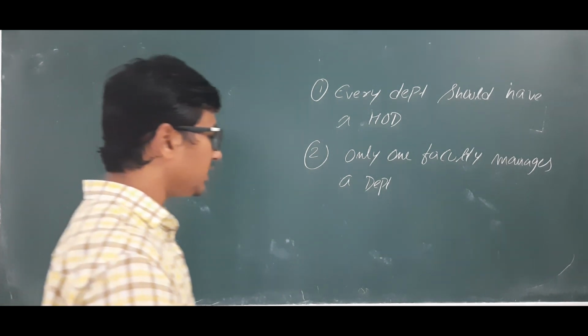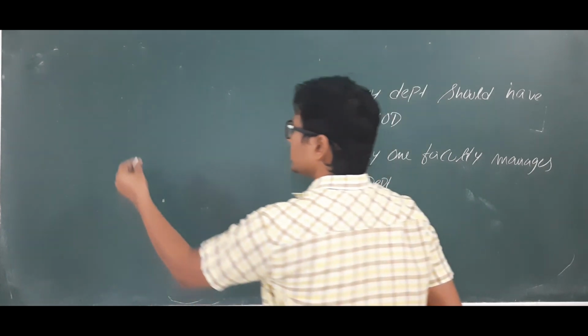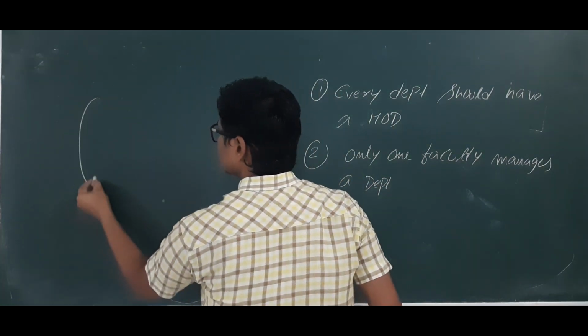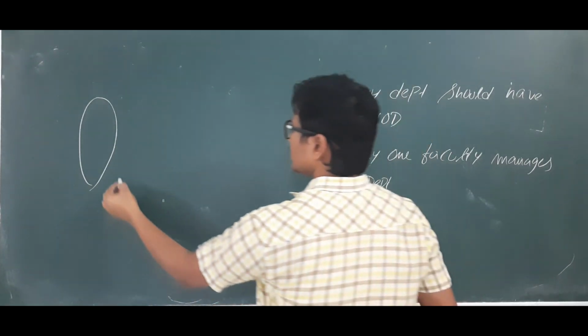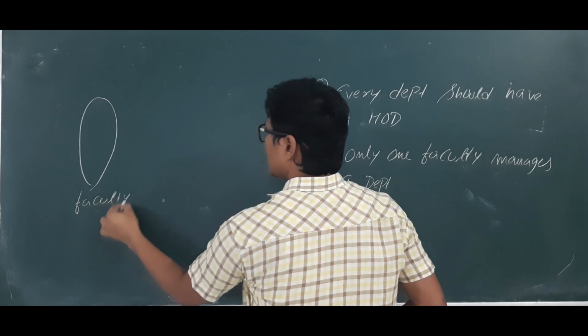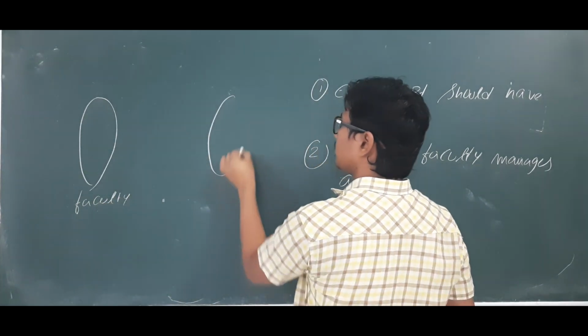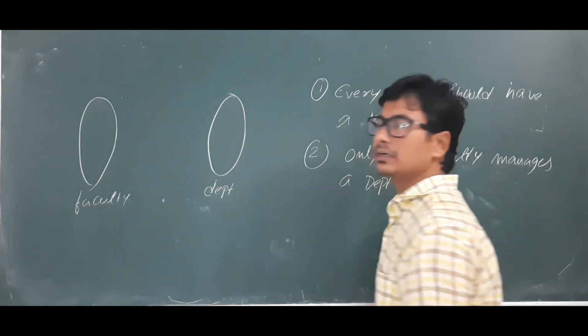Now first we need to identify how many entities there are. There are two entities. One is the employee or a faculty, and then you have the department, because the employee or the faculty manages the department.